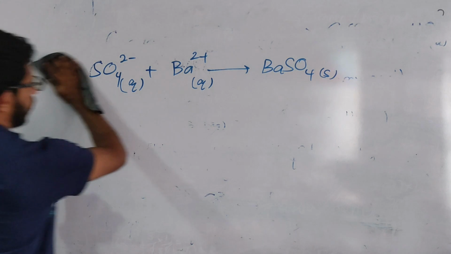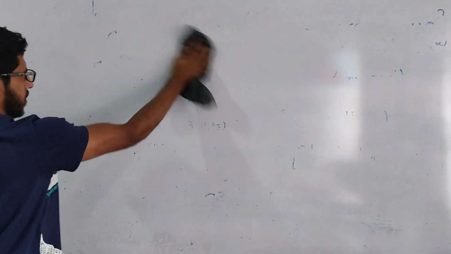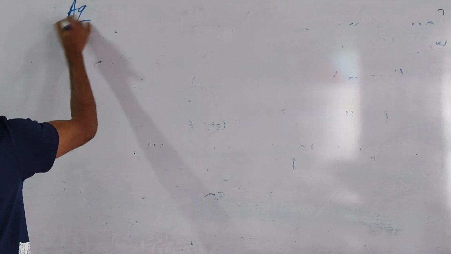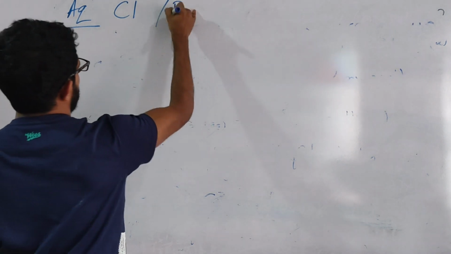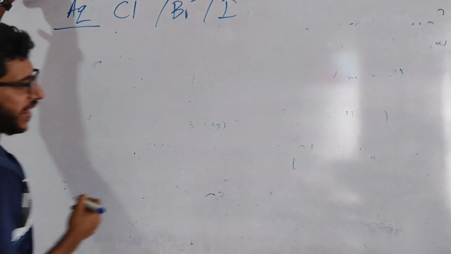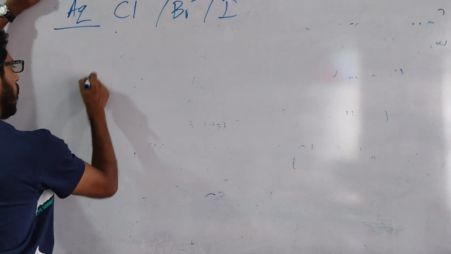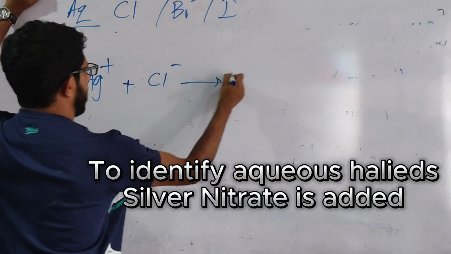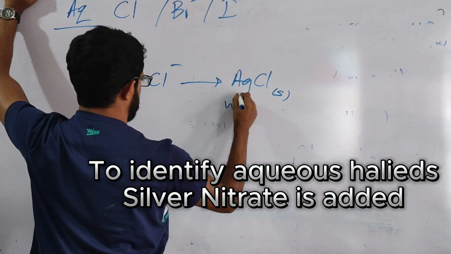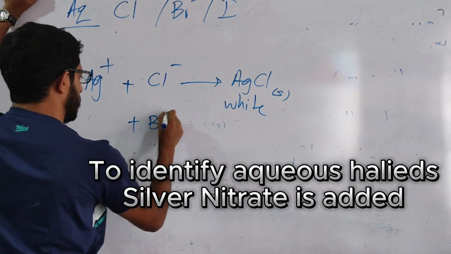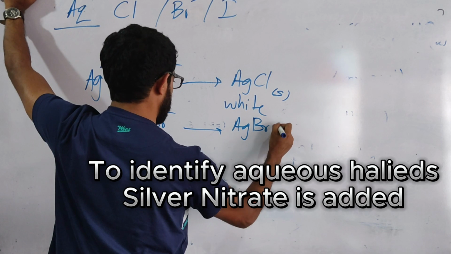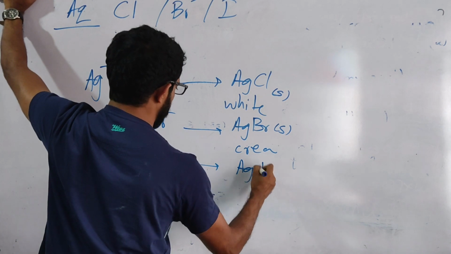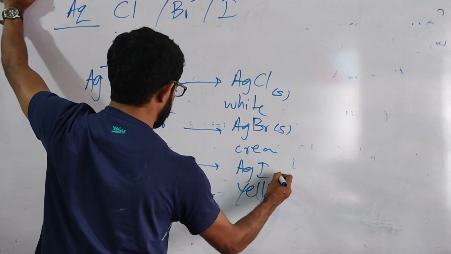Then we have anions, chloride, bromide and iodide. These are very common things they ask. There we have two types, right? Let's say aqueous solutions of chloride, bromide and iodide. To identify them, we use silver nitrate. When silver nitrate is added to a chloride, it gives AgCl, which is a white precipitate. If it is a bromide ion, it gives a cream precipitate. And an iodide ion gives AgI, which is a yellow precipitate, right?